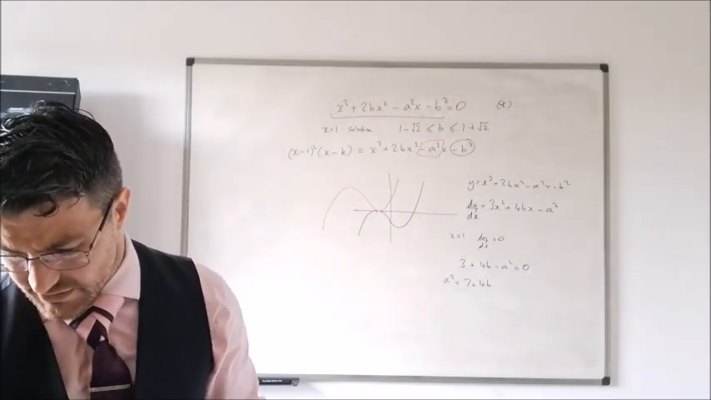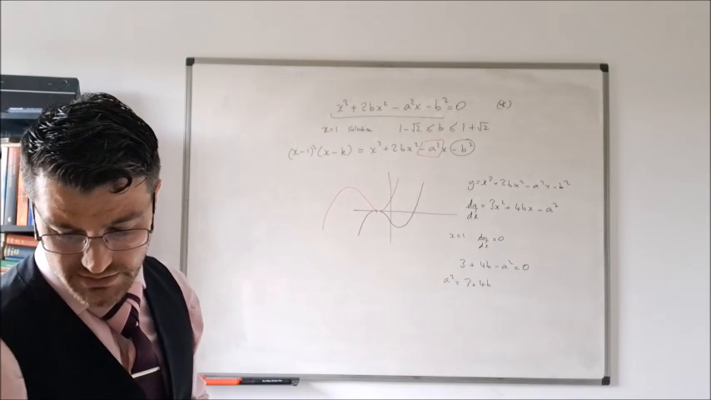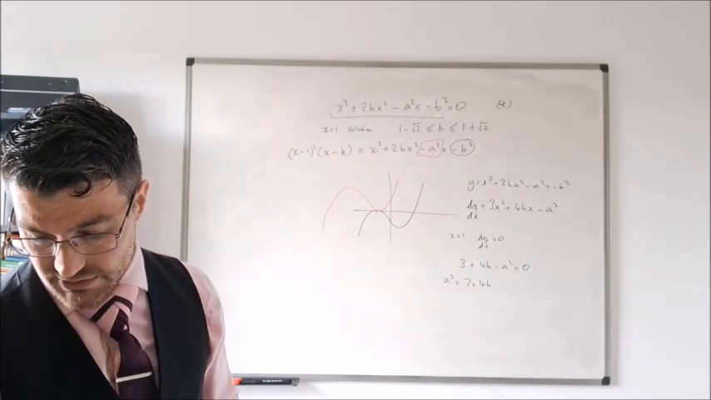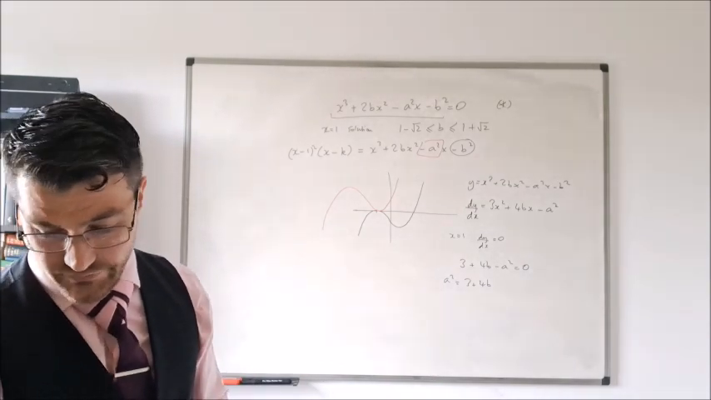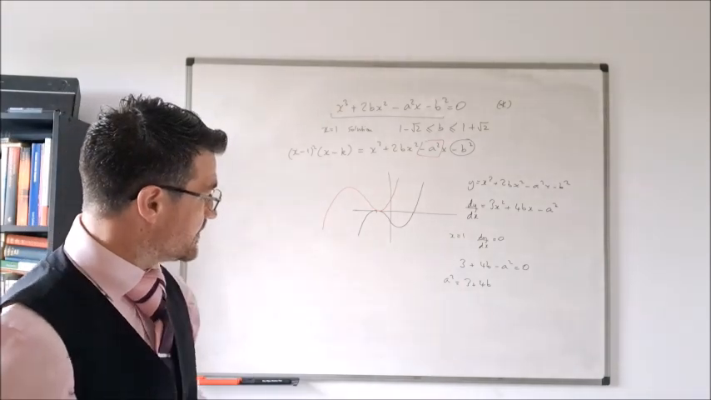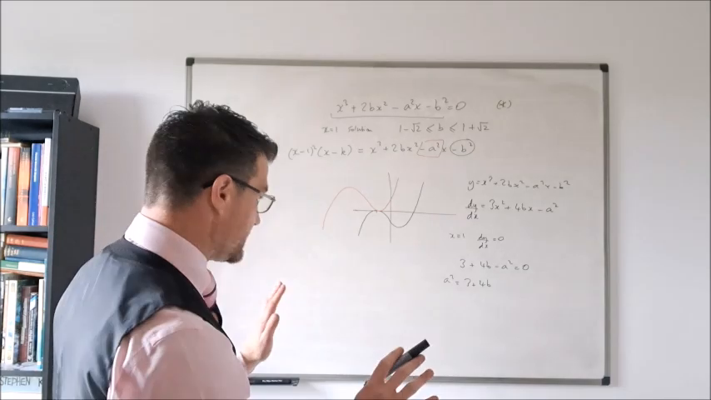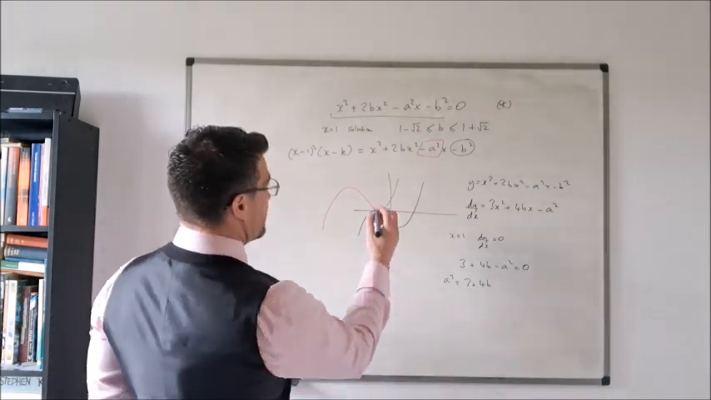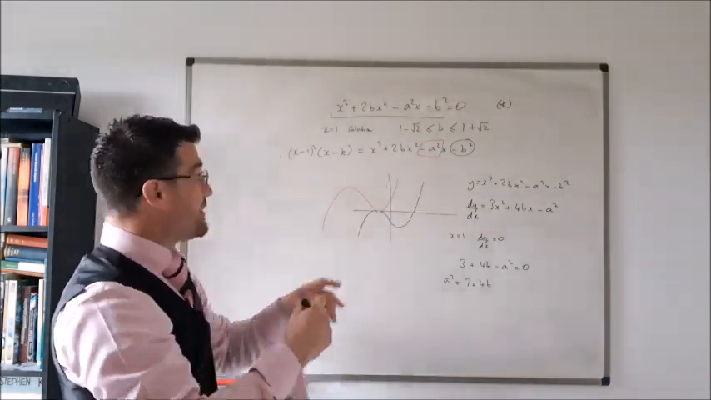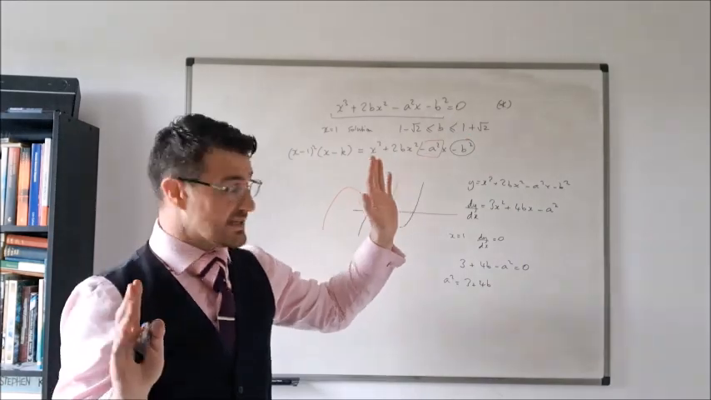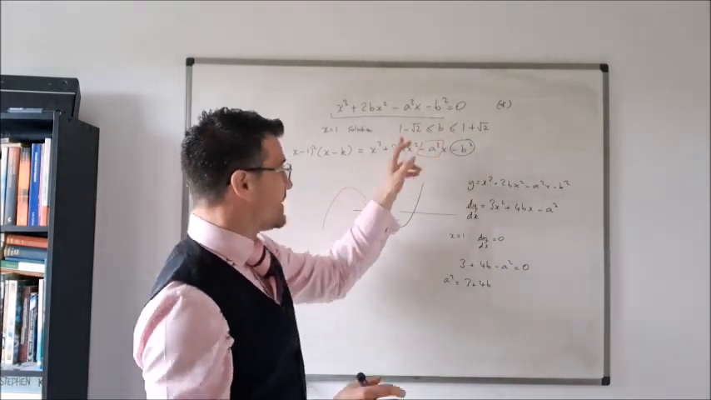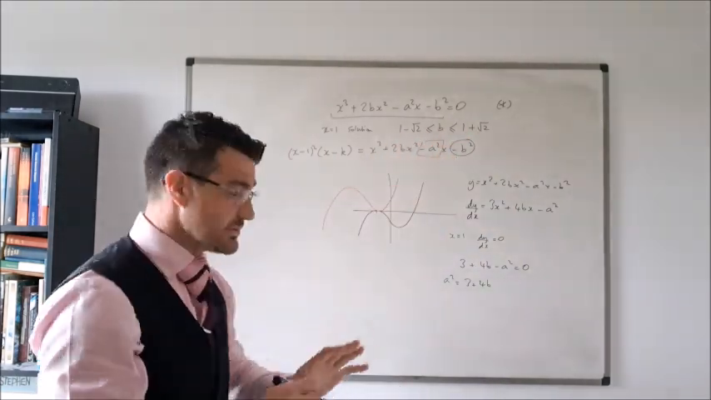What did I do then? I made a bit of a mistake somewhere. Okay, so a squared equals 3 plus 4b. Now, because we know that b must be between these bounds, that's it. So b is between these two bounds, 1 minus root 2 and 1 plus root 2.